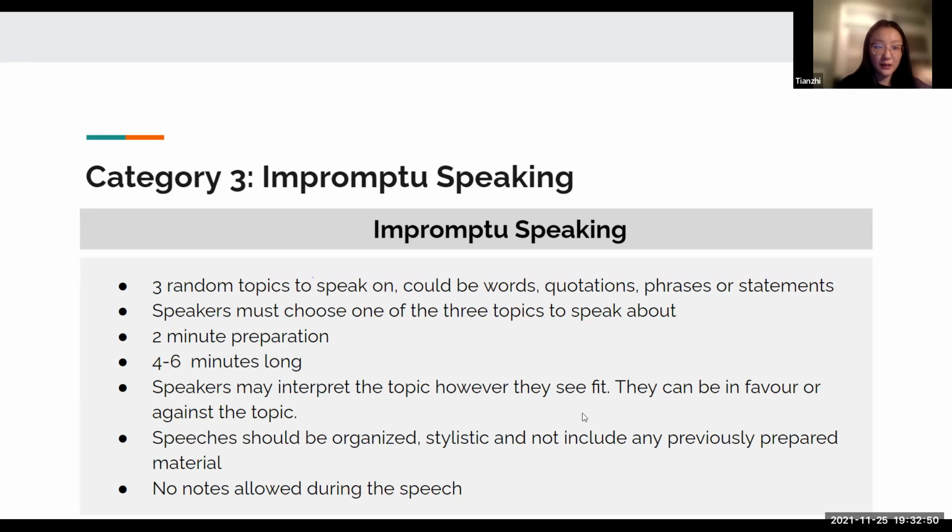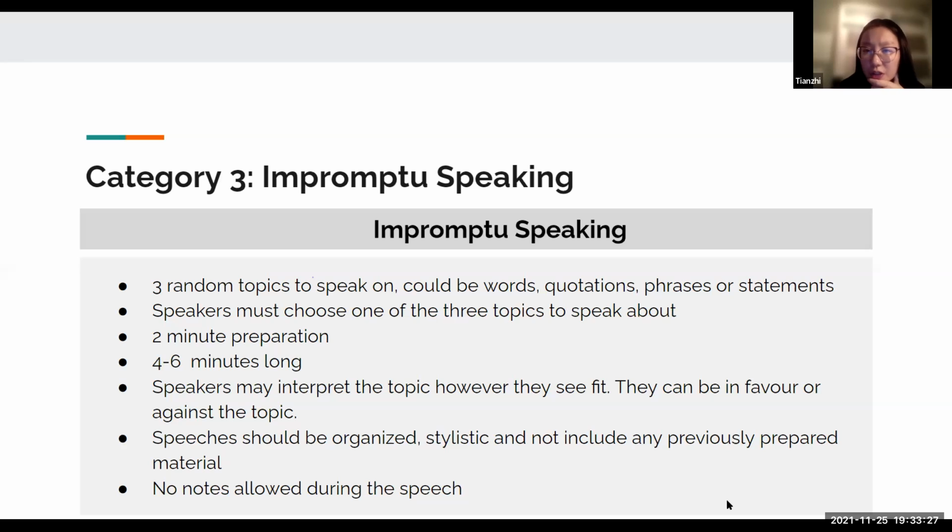Other pieces that I want to touch upon is that you can interpret the topic however you see fit. I'll give you an example in the next slide, but you can be supporting a topic, you could be against a topic, you can talk about a story related to the topic. So very much so, you have the freedom to organize your speech however you would like, but as long as it has a clear beginning, middle, and end, and a flow to it, that's what matters the most.